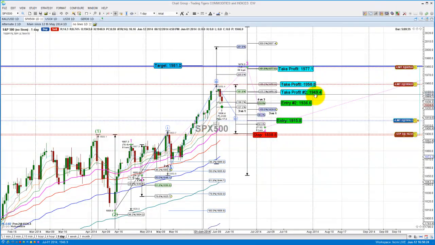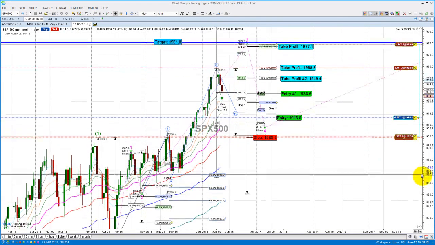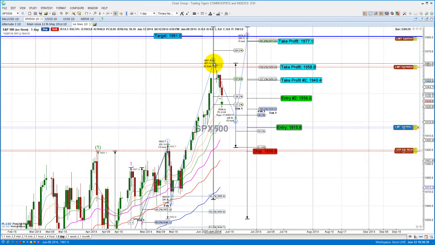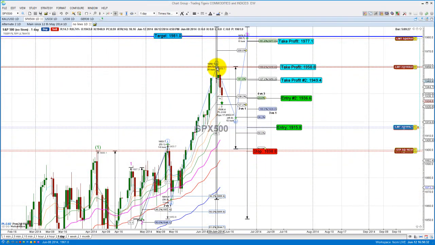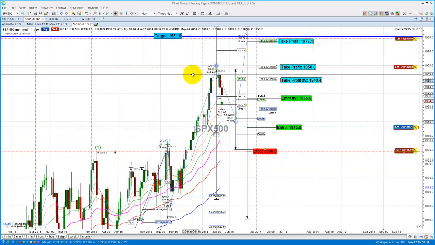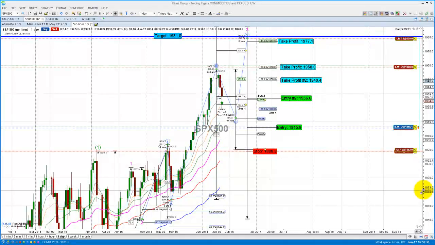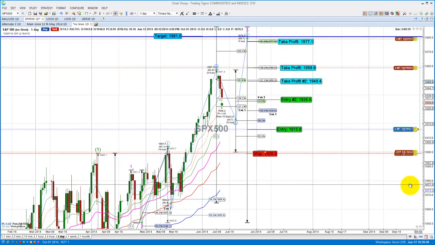And as you notice, please do notice this, traders, how price came very close to hitting our top there, but unfortunately it didn't take us out all the way. Okay, so that is that.